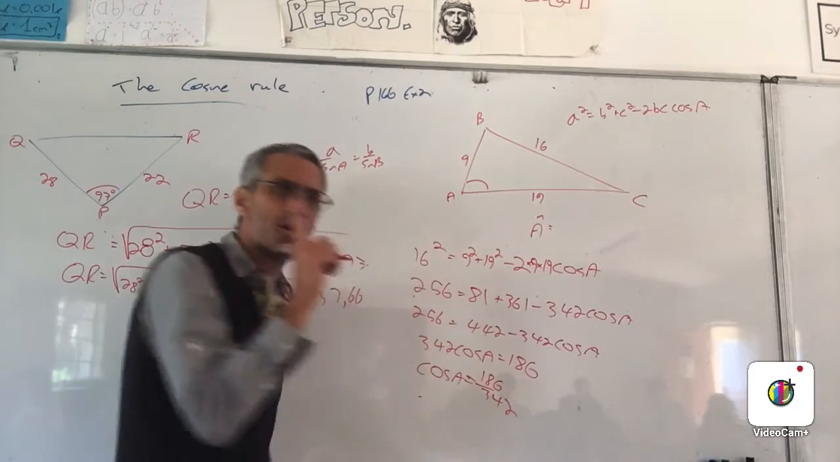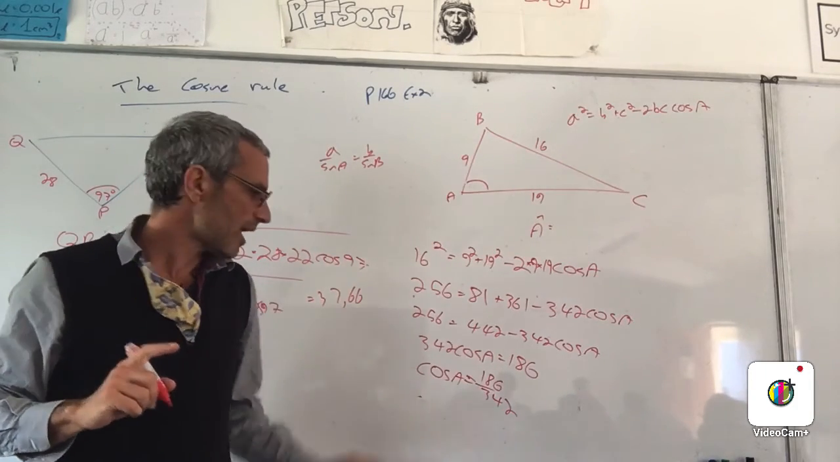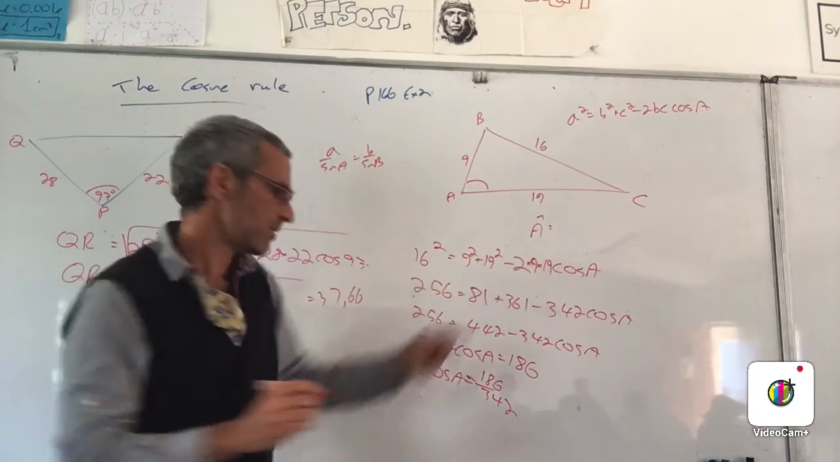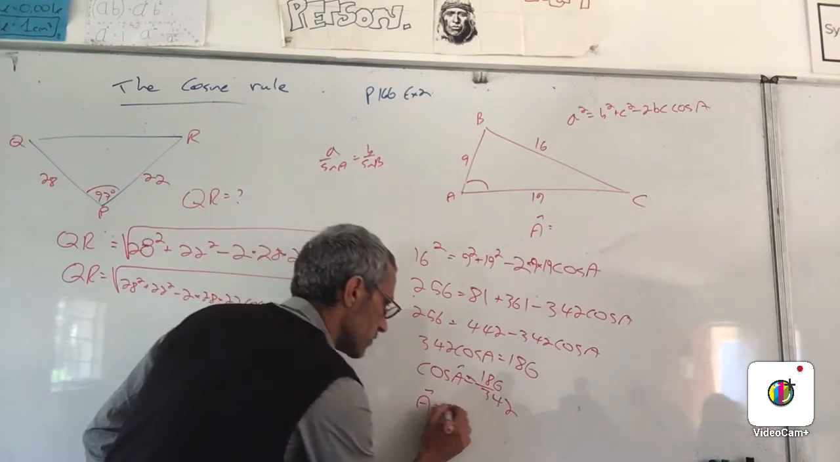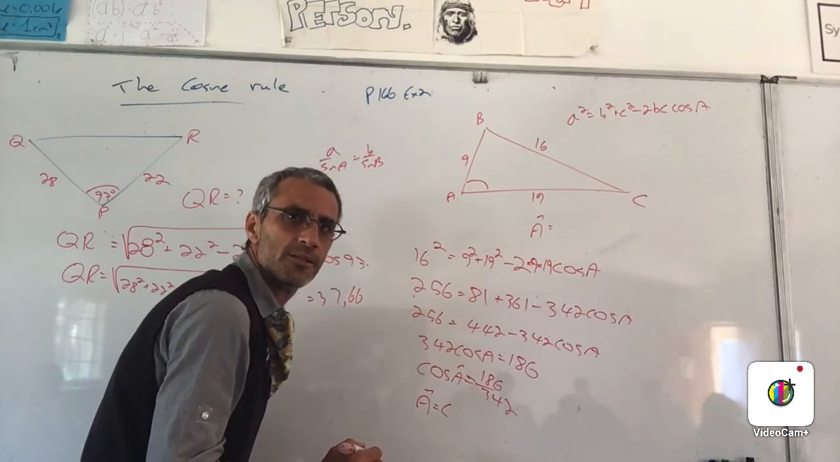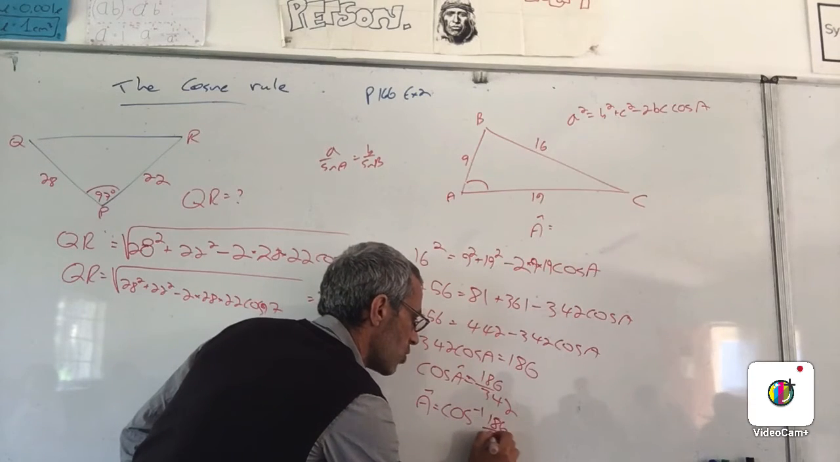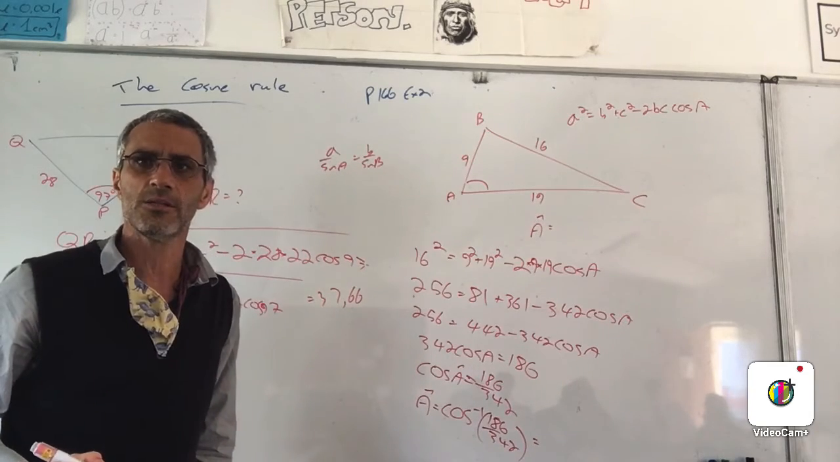Now I would put that in the calculator, because that's going to be some nasty fraction. Like I said, I'm not interested in cos A, I'm interested in A. So how do I find A? What do I need to do? Inverse cos. Inverse cos of 186 over 342. Put it in and we'll hopefully get an angle.